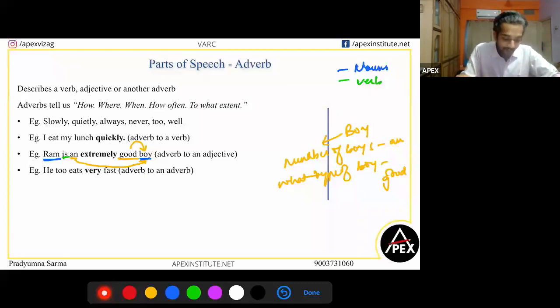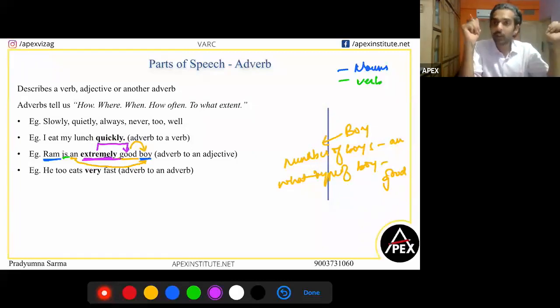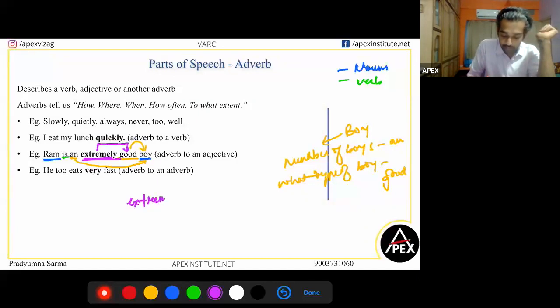But all right. So now, as I was saying, when I'm looking at this word extremely, this word is telling me how good he is. Not just good, but extremely good. So this word extremely becomes an adverb to an adjective. And which adjective is it telling me about? It's telling me about the adjective good.